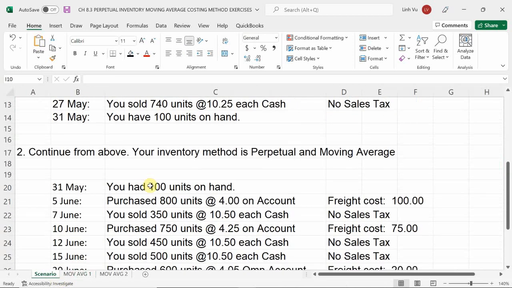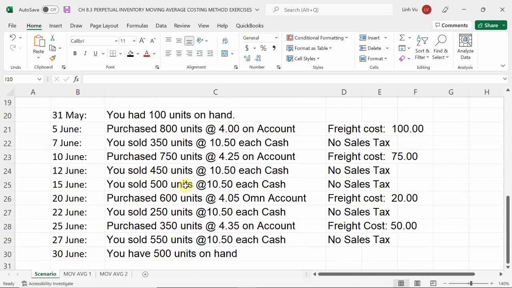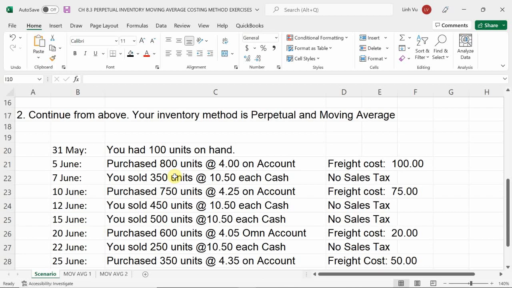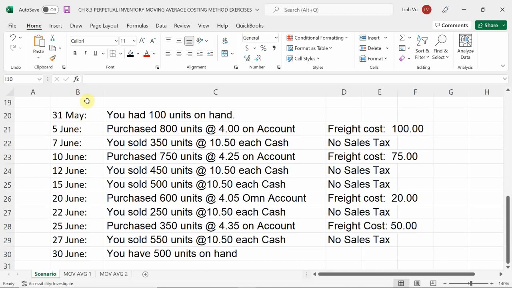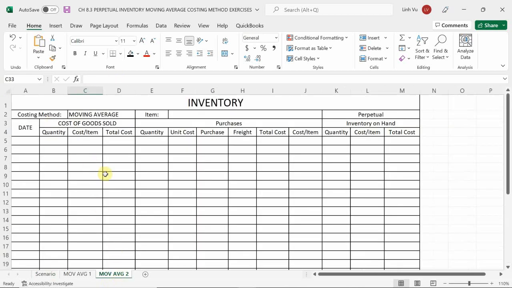Now it says you're going to continue from above, and your inventory method is perpetual, moving average. In this case, we already know that on May 31st you had a total of 100 units. We just solved for it. So we're going to carry that entire 100 units into our new inventory worksheet, and then start on June's purchases right after. That's exactly what I'm going to do. I'm going to copy over. So here's the new inventory worksheet.